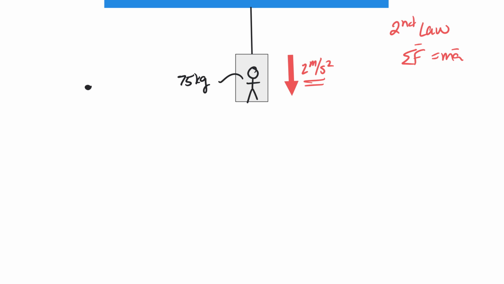Is the person experiencing any fundamental forces? You guys have to make this judgment call. Are they experiencing gravity or not? All right, so I draw an arrow representing gravity. The person experiences a downward force due to gravity, and I'll label that the weight.